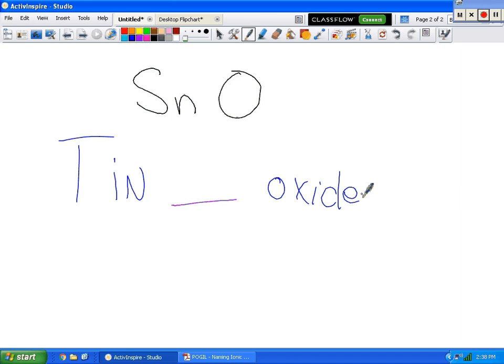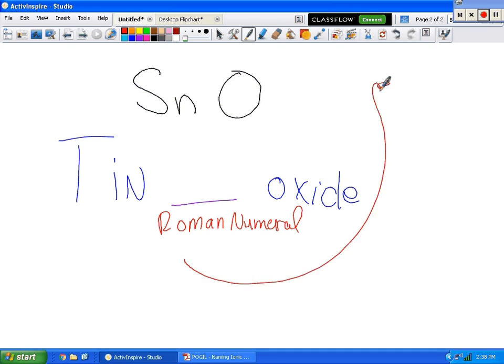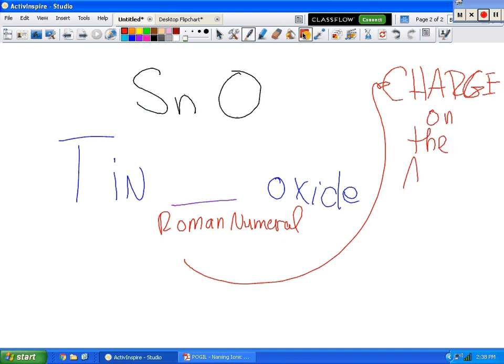So here's what I want you to write under this. So this is the spot for the Roman numeral. And my question to you is, and I'm going to write it up here because I don't feel like bending over, what does the Roman numeral represent? Very good. This is the key word. The charge on the TM. Now what is TM? Transition metal. Okay. So that's the situation that we've really got to come to grips with, is that the Roman numeral represents the charge on the transition metal.